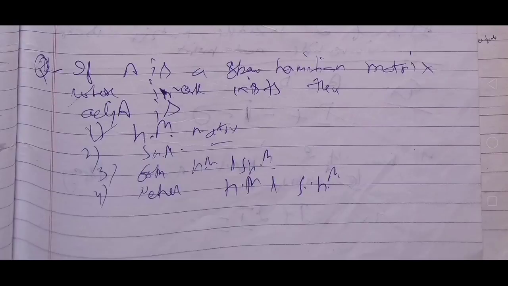If A is a skew Hermitian matrix whose inverse exists, then adjoint of A is Hermitian matrix, skew Hermitian matrix, both Hermitian and skew Hermitian, neither Hermitian matrix nor skew Hermitian matrix. And we know that A is skew Hermitian matrix, then its inverse will be skew Hermitian matrix also. Now we don't know about the adjoint of A, so let's discuss its answer.